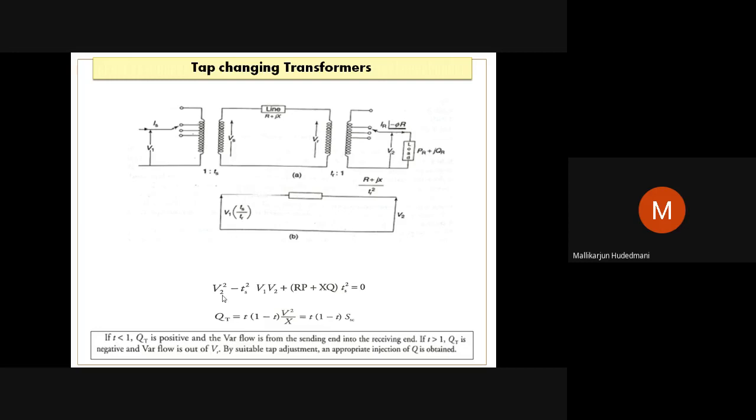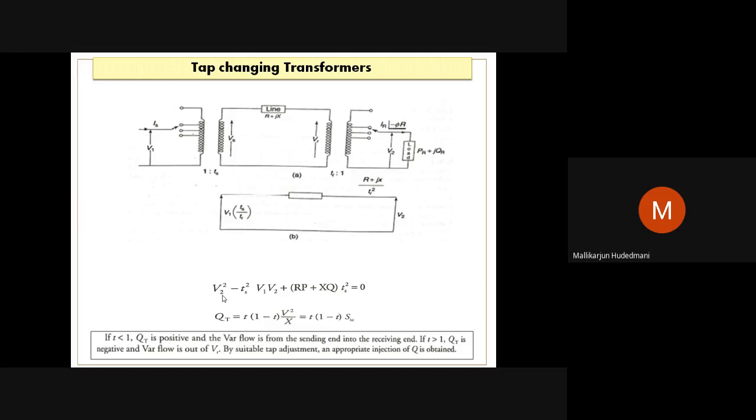You can see here, if T is less than 1, QT is positive, then the VAR flow is from sending end to the receiving end. This is an observation from the system. When you have interconnected operation of this transmission line, reactive power flows from sending end to receiving end or receiving end to sending end, depending upon the system's ratio here. When T is less than 1, QT is positive. Definitely it is a flow from sending end to receiving end.